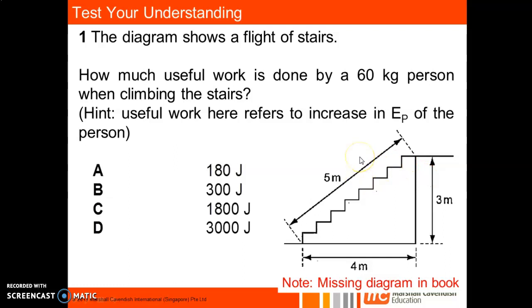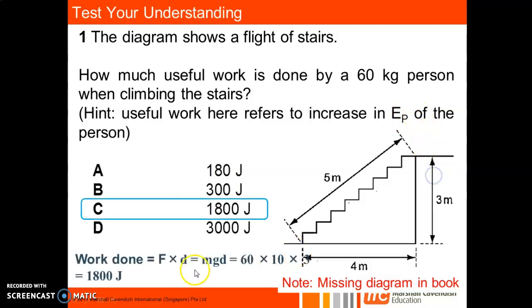So you can use work done equals force times distance. In this case, the work done is to lift up the 60 kg person. And remember the weight of the person is always pointing downwards, right? So force times distance equals mgd. The m and g is to find the weight, which I just mentioned, 60 times 10. And in this case, should I be using 3 meters or 5 meters, when I'm lifting or carrying this 60 kg person?